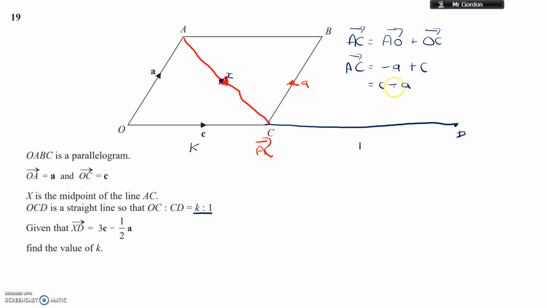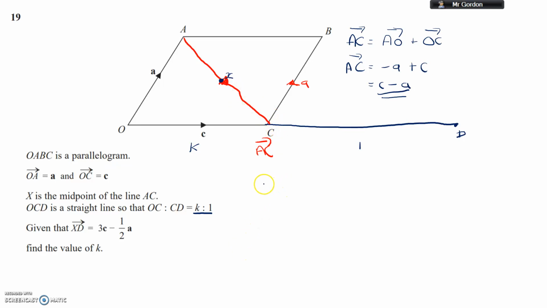Alright, it's the same thing. We've got minus A there and plus C in the front, so we'll call that AC. Point X is halfway down here, so this red line is now called C minus A. We've mapped it out. Halfway would just be half of this. So half C minus half A would be half of this red line. So from X to C is half of the red line.